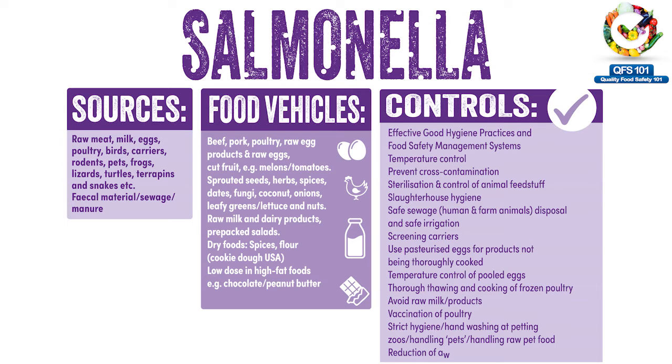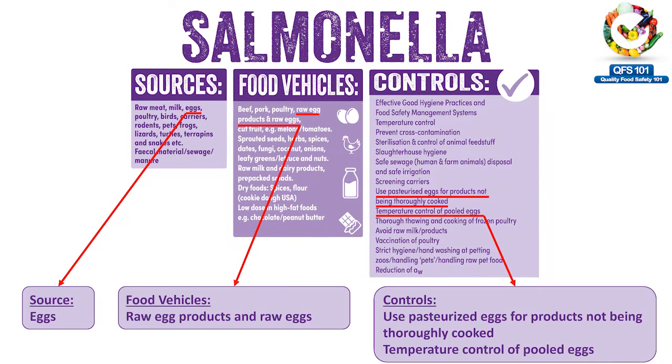Now this is a very big informative slide. You can pause and read through it, but there is one very important thing which I want to highlight here. All these sources, food vehicles and controls have a correlation between them. So if our source is eggs, of course the food vehicle would be raw egg products and raw eggs by themselves, and then the control would be to use pasteurized egg products, especially when we are not going to thoroughly cook them, and also use temperature control for pooled eggs. This is a correlation which you need to understand in the food industry to control Salmonella. When each source, food vehicle and their controls are relevantly applied together, then you have a high chance of controlling Salmonella.